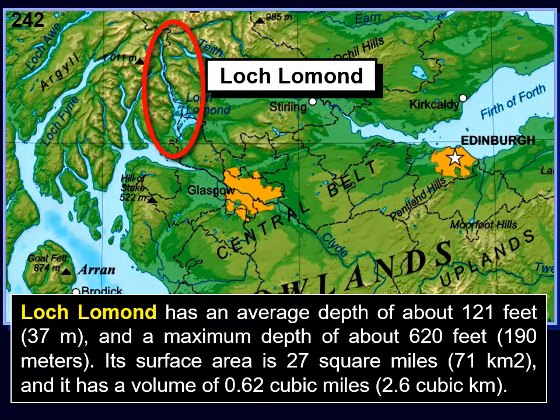Loch Lomond has an average depth of about 121 feet, 37 meters, and a maximum depth of about 620 feet, 190 meters. Its surface area is 27 square miles, 71 square kilometers, and it has a volume of 0.62 cubic miles, 2.6 cubic kilometers.